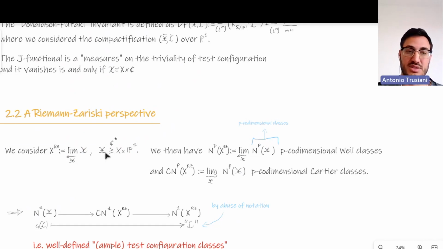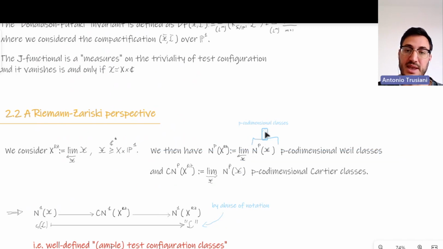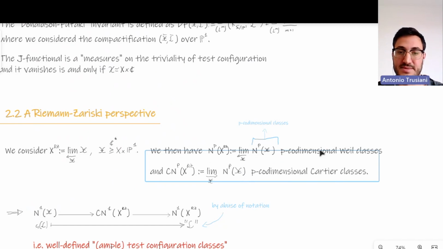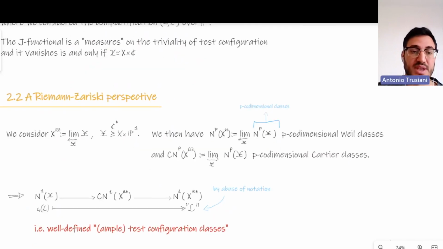There is a natural partial order. We can then talk about codimension-one Weil classes and codimension-one Cartier classes: we take codimension-one classes on calligraphic X for any calligraphic X. So these are cycles, numerical classes of cycles. Then we take the projective limit and we have these Weil classes. If we take the inductive limit, then we have these Cartier classes. These two sets are endowed with the natural topology given by the projective and inductive limit.